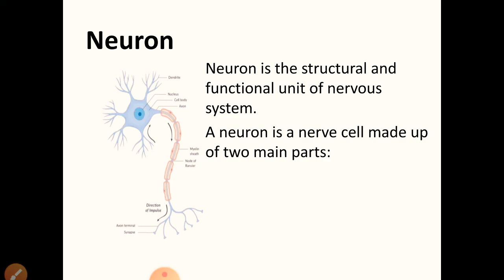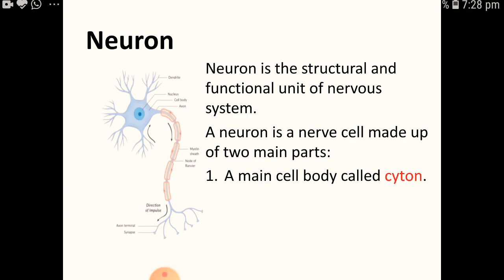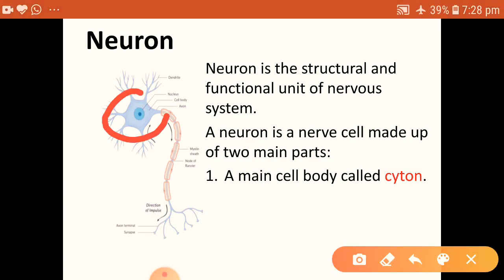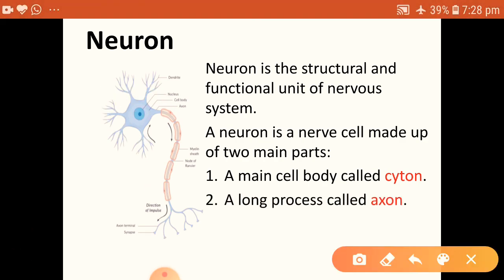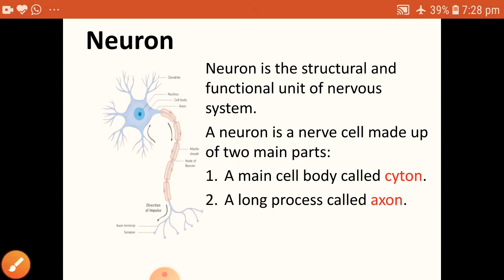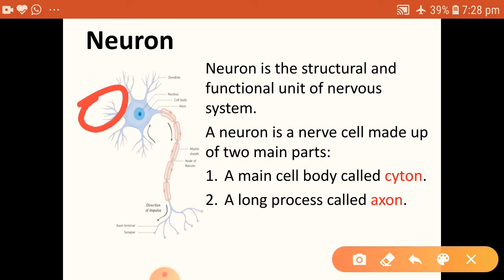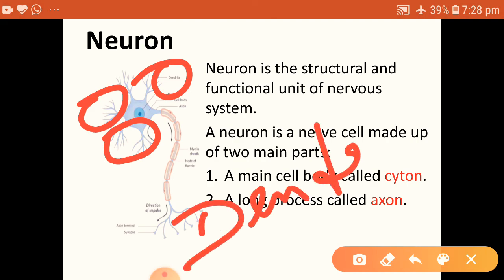Okay, so you have parts in the neuron, which is a main cell body. You can see a head-like structure here. This is the cell body, alright, which is known as cyton. Okay, cyton or cell body, and a long process called axon. Alright, so this is the axon. Okay, cyton and axon. And you have one more part which comes out. You can see the projections of the cyton, which are known as dendrites.